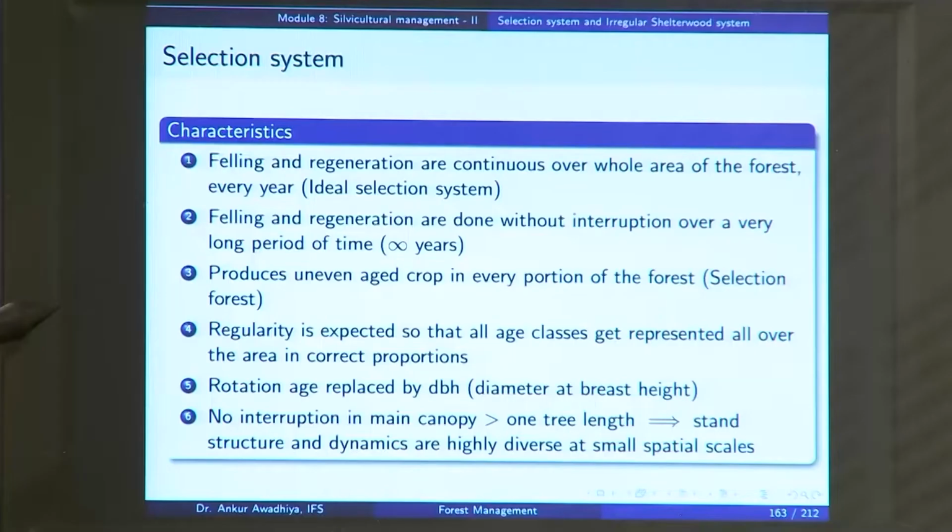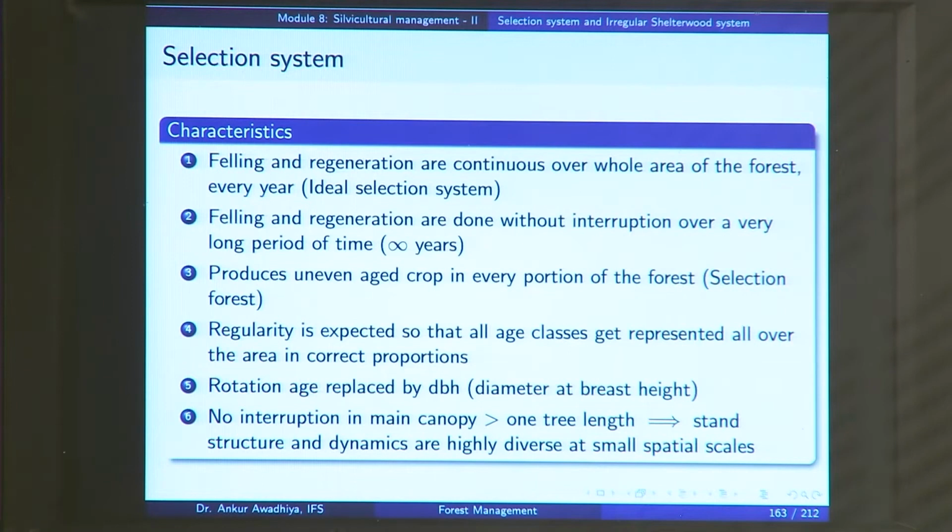But in the case of a selection forest, because you have trees of all different age classes, you are not able to very easily identify the age of different trees. So, in this case your rotation age is replaced by diameter at breast height. So, you have a cutoff diameter at breast height, and you say that if you have any tree that has a diameter greater than your selection DBH, then you are going to fell that tree. So, you do not have a rotation age, you only have a selection DBH.